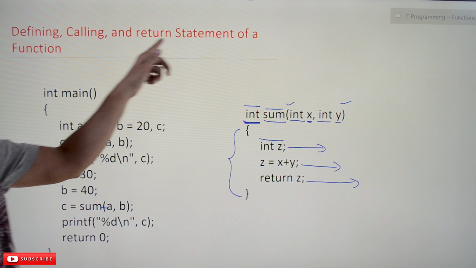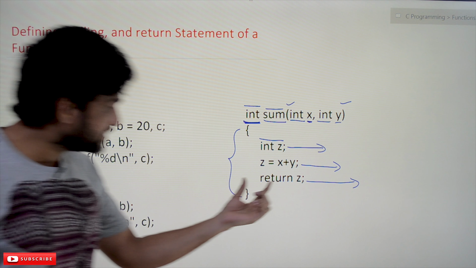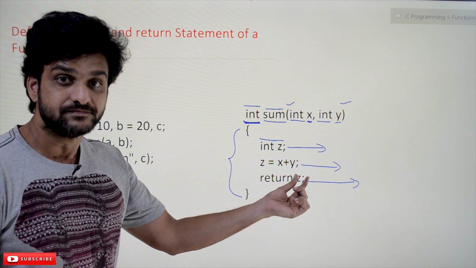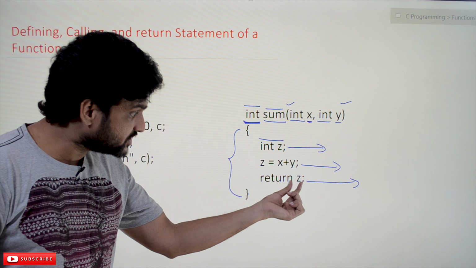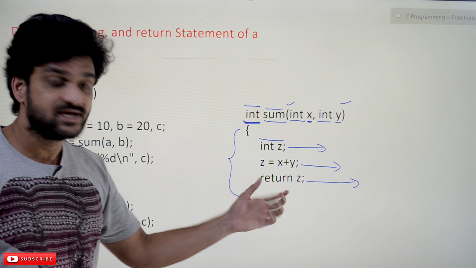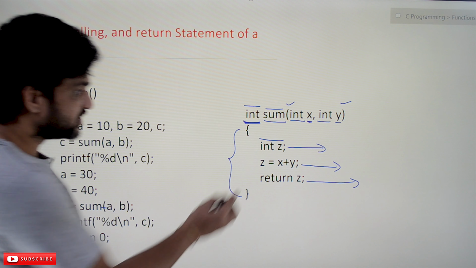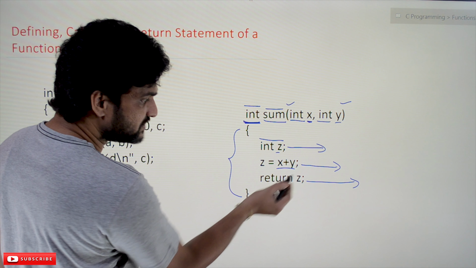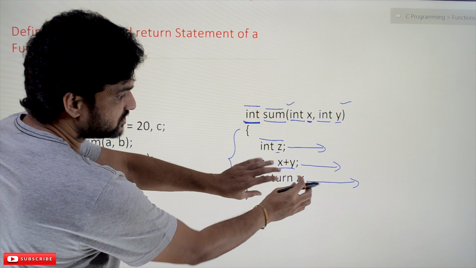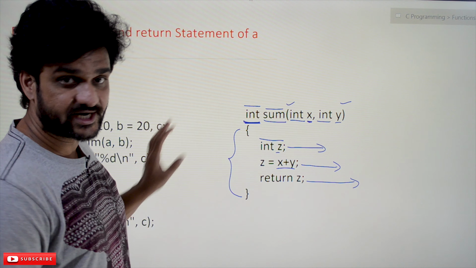So what is a return statement in a function? The return statement is the value that this function is returning. Whenever we execute return z, z is equal to x plus y, the sum of x plus y. So this value will get returned. As of now, think that this value will get returned.